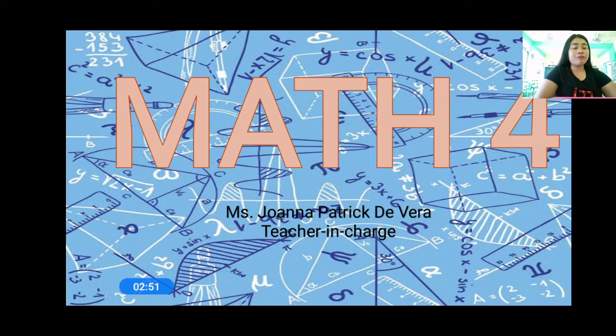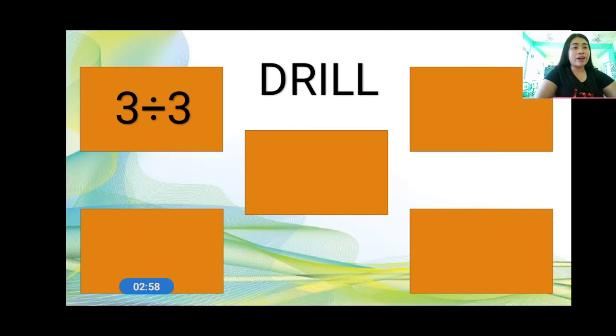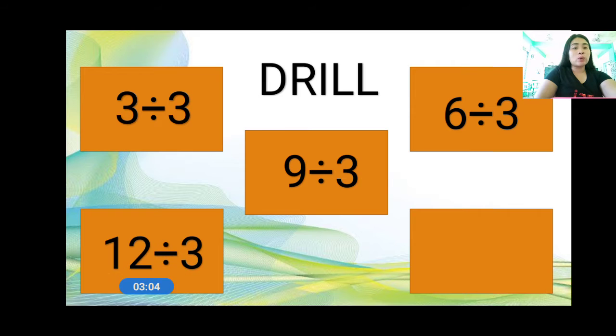Okay. Now, before we start our lesson, let us first have this drill. So, everyone, 3 divided by 3, 6 divided by 3, 9 divided by 3, 12 divided by 3, and 15 divided by 3. Everyone, all together. 3 divided by 3 equals 1. 6 divided by 3 equals 2. 9 divided by 3 equals 3. 12 divided by 3 equals 4. And 15 divided by 3 equals 5.